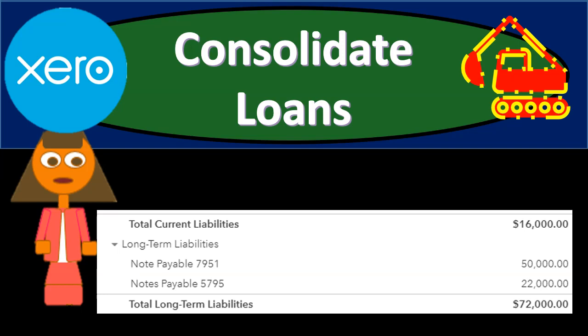In this presentation, we're going to consolidate our two loan accounts. In other words, we have two loan accounts at this point in time. We're going to say that we have consolidated those loans and we need to convert them then into one account, one loan account. Let's zoom into it with Xero.